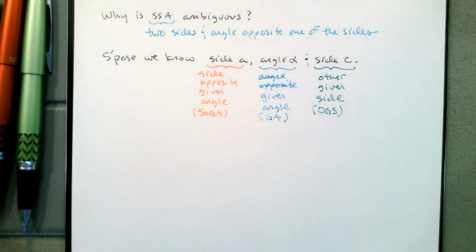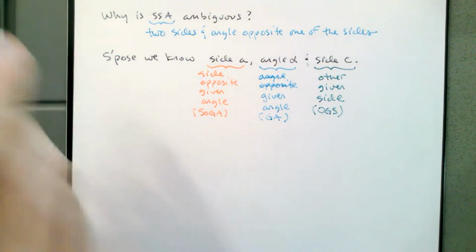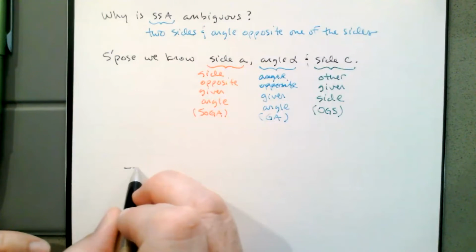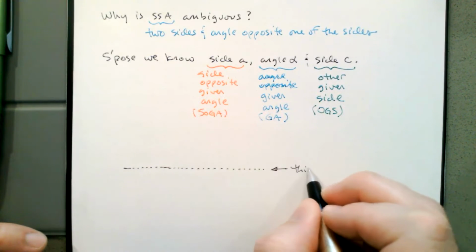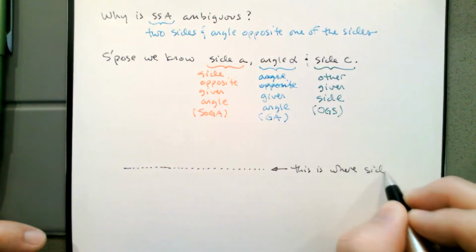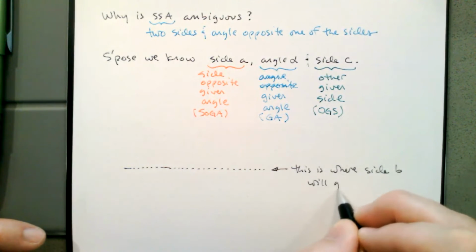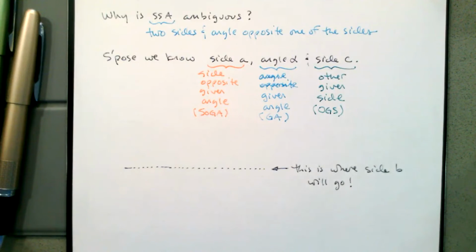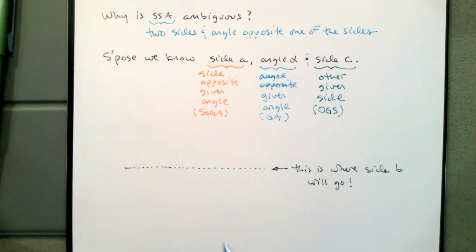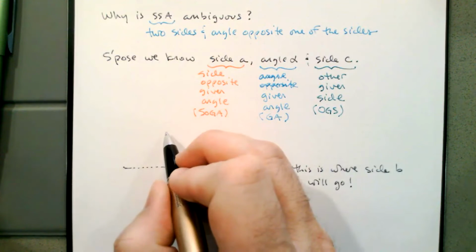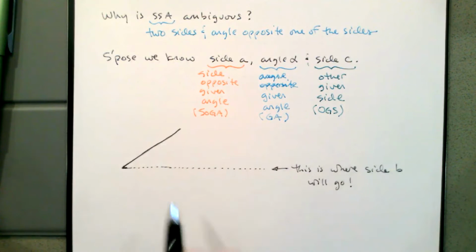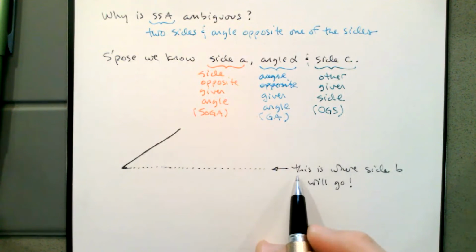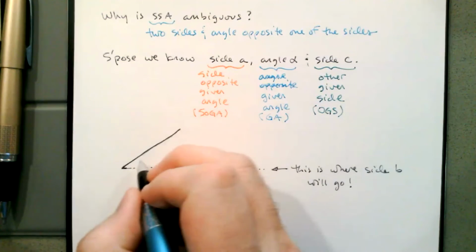So let's draw what we have. So put a horizontal line. This is going to be where side B will go. I'm going to draw angle alpha. So this is the line where side B will go, and I draw alpha in this corner here.